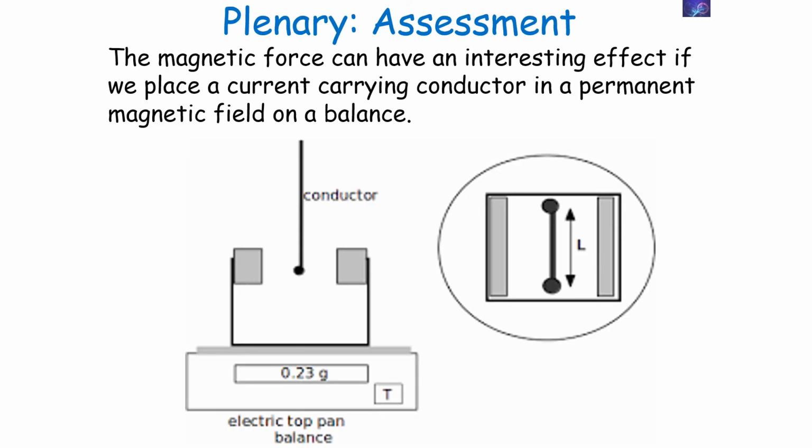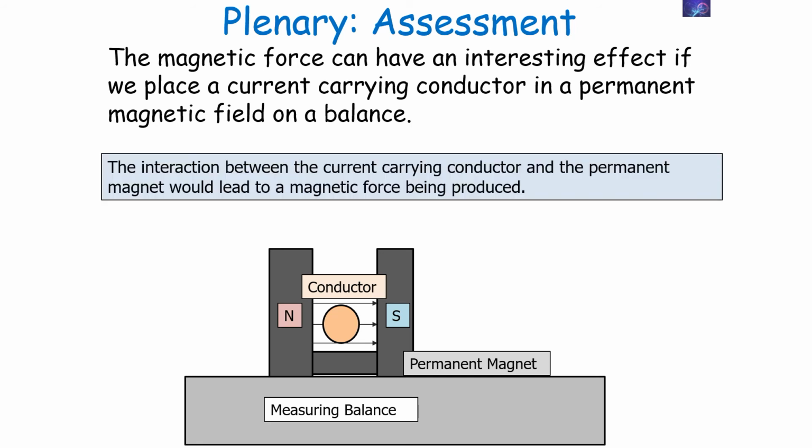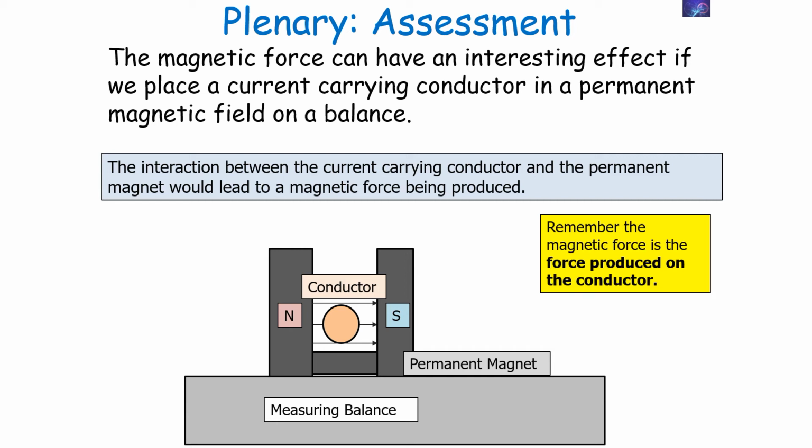Now, the magnetic force can have an interesting effect if we place a current carrying conductor in a permanent magnetic field on a balance, which is shown in the following diagram. The interaction between the current carrying conductor and the permanent magnet would lead to a magnetic force being produced. Remember, in this arrangement, it's the permanent magnet, not the conductor, which is touching the balance. So it's the weight of the permanent magnet, not the conductor, that's being measured by the balance.